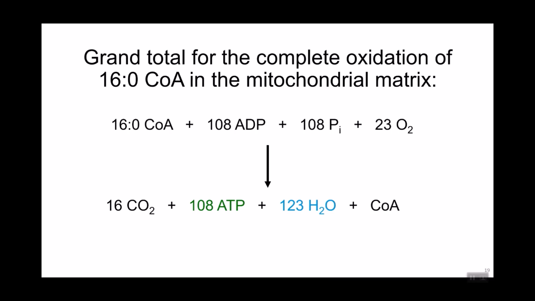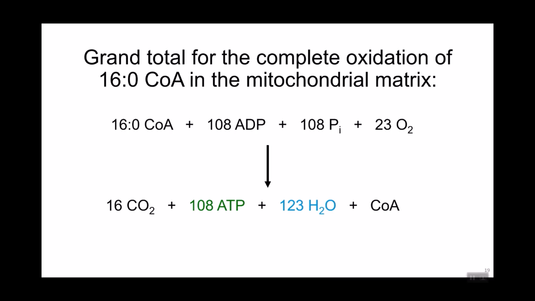So for a single chain, we're making 108 ATPs, and if you think about a triacylglycerol molecule, there's actually 3 fatty acid chains. So we'd be making over 300 ATPs, or 10 times more than a single glucose molecule.